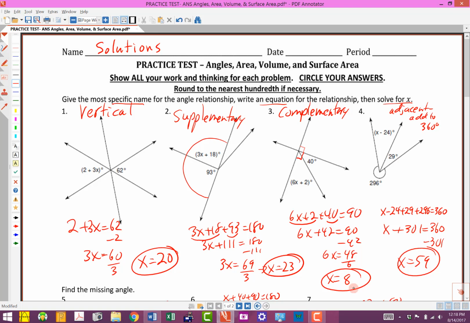And then this last one, again, with adjacent, there's not a whole lot that we can do unless we've got some other relationship going on here. And most of the time we ended up with these being right next to each other, and we can go all the way around full circle. So if I start right here and go around, I get 296 degrees. But if then I combine it with that one and that one, these are adjacent and they add up to 360 degrees. That is the most specific name we can give for this set of angles. So we add those together. So here's the x minus 24, there's the 29, and there's the 296. And again, notice how I put all the like terms together here. We add those together, we get 301, finish solving this, and we get x equals 59.